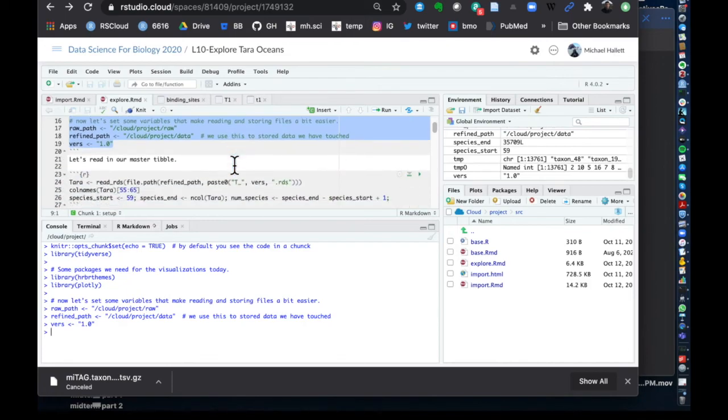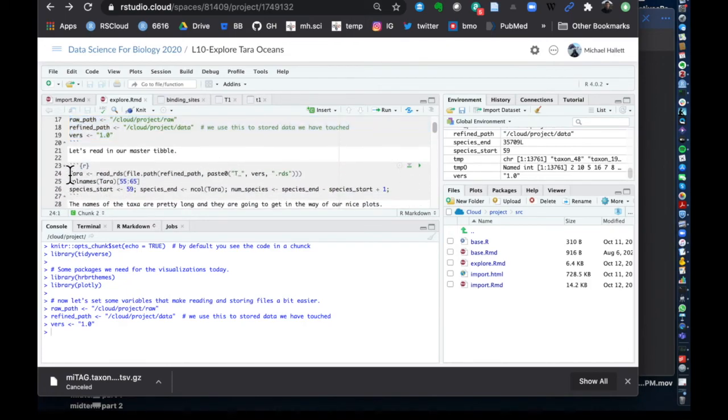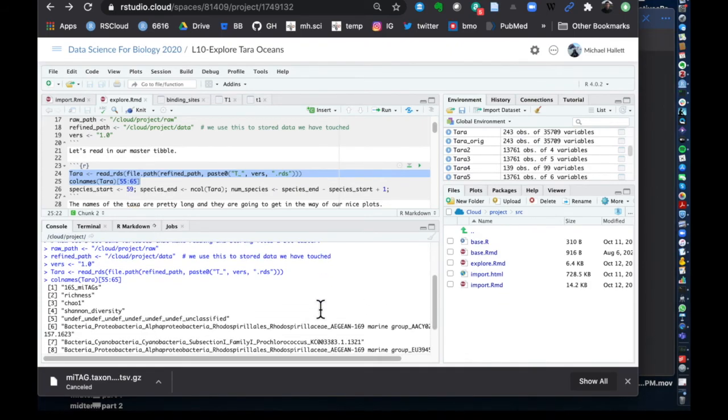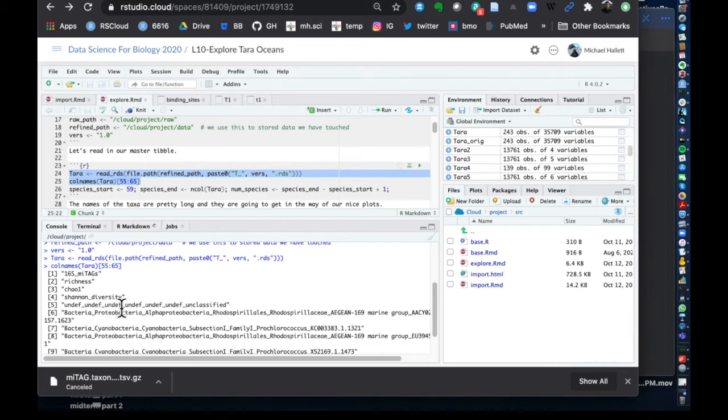Okay, and now we're going to read in our RDS file. This is the one that we saved last time, and it's still version 1.0. So I'm just going to pull that back in. The one thing here is that the species start at around, what is that, 55, 56, 57, 58, column 59, up until the end of the tibble. The columns of the tibble are all species.